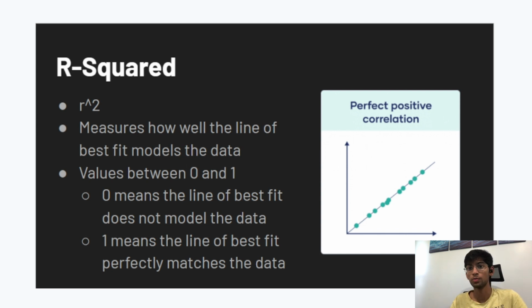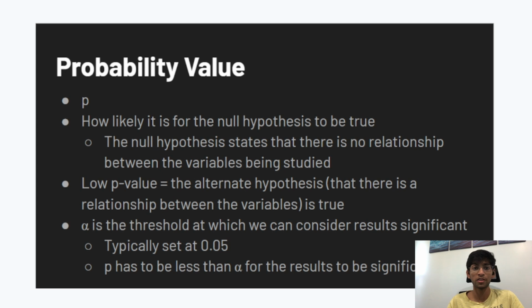Next, we have R squared, which measures how well the line of best fit models the data. It has values between 0 and 1, where 0 means that the line of best fit does not model the data at all, while 1 means it models it perfectly. You want to be closer to 1, but it depends on what your study is.